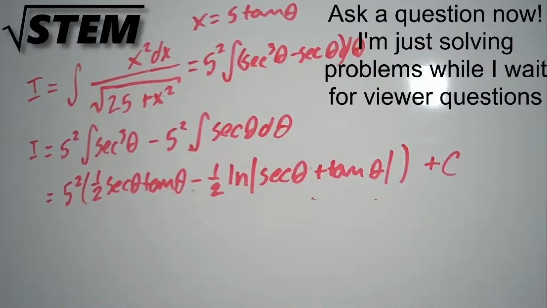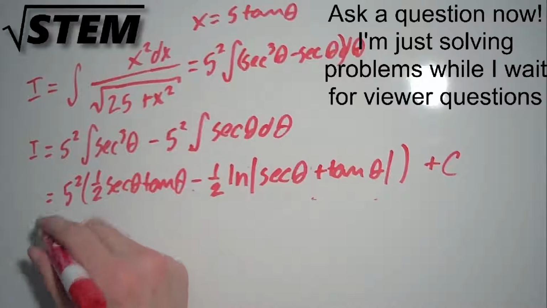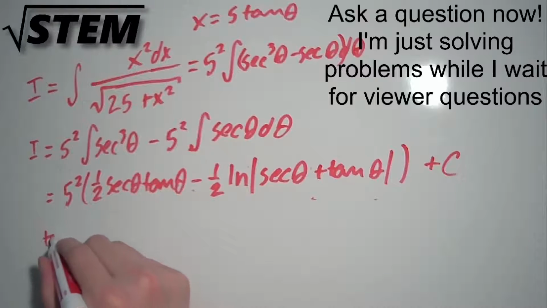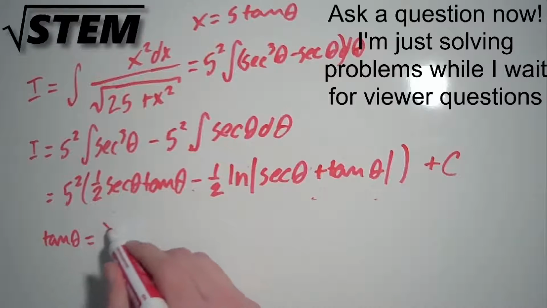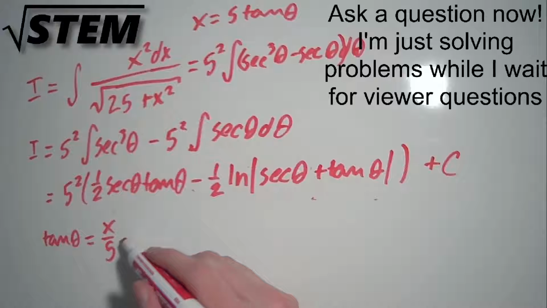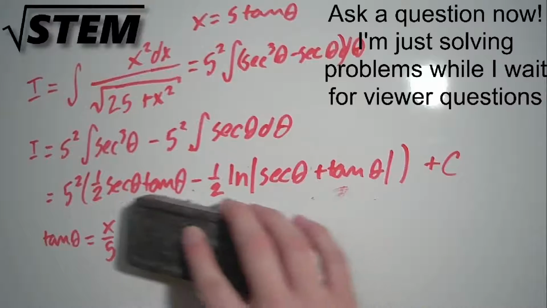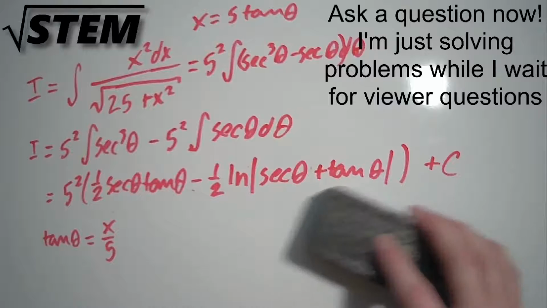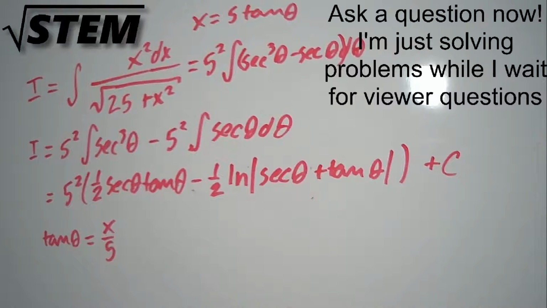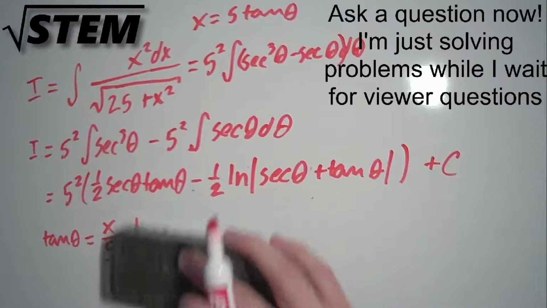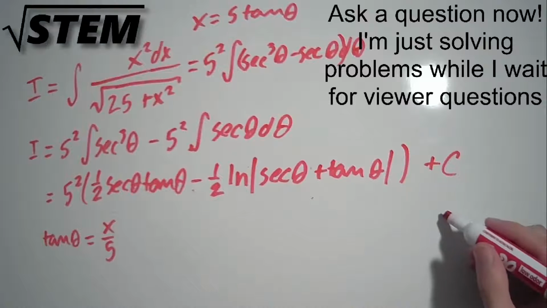Okay, now comes the fun part. So we know from this equality that tangent of theta equals x over 5. So everywhere we see tangent, we can just go ahead and plug that in. As for secant, though, we need to draw a triangle. Actually, I should give myself more room with that triangle. Let's do it over here.